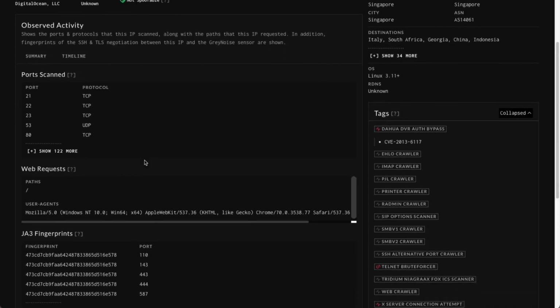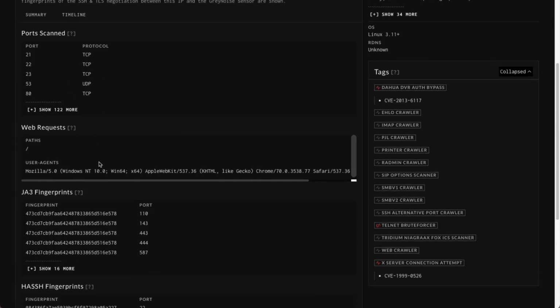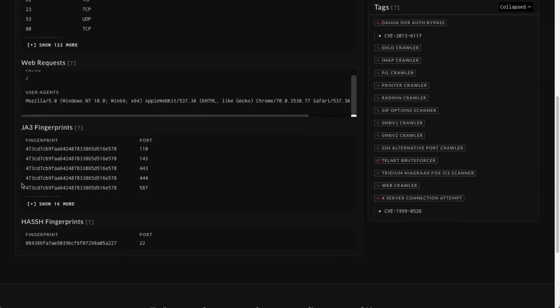Below that, we have the observed activity. First, we show which ports scanning has been observed on and which protocols. Below that, we take a look at the paths and user agents that were associated with any web requests made to the GreyNoise sensor network. Then finally, below that, we include any JA3 or HASSH fingerprints.